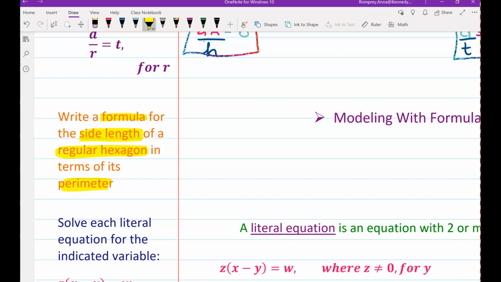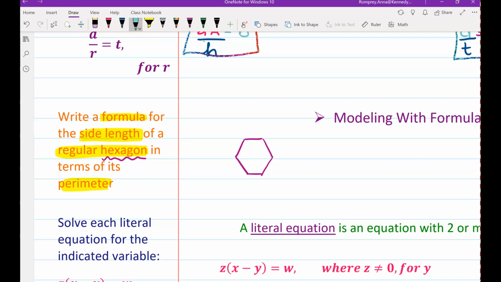Well, what's a hexagon? Well, let's see how well I can draw this. Hexagon meaning 6 sides. I don't know why I try. I think it gets worse every time I do it the second time. Okay, so here's my regular hexagon.